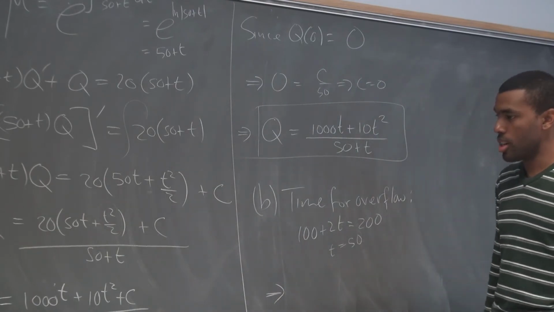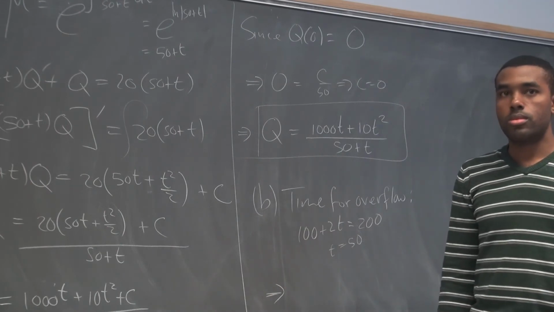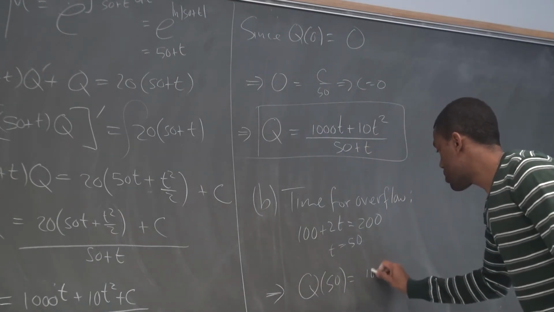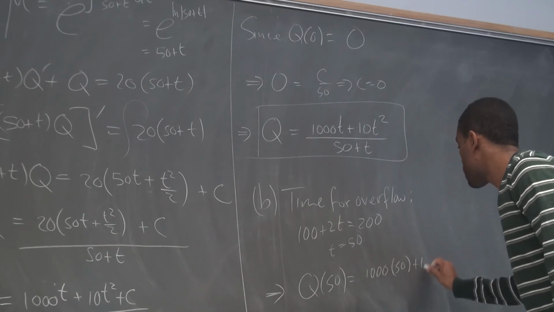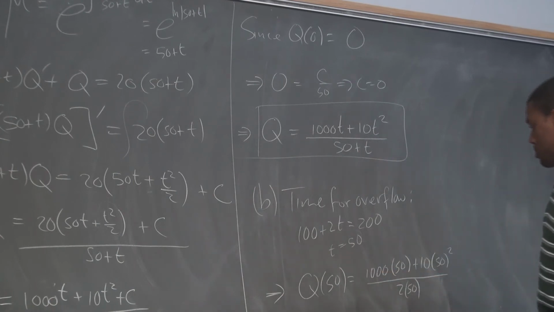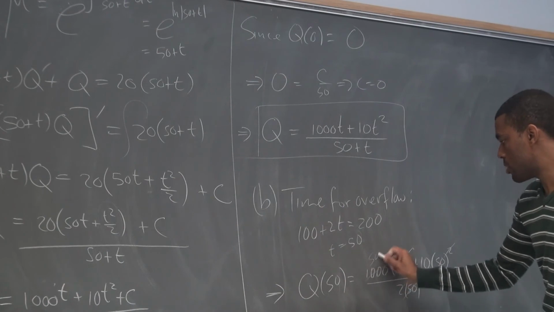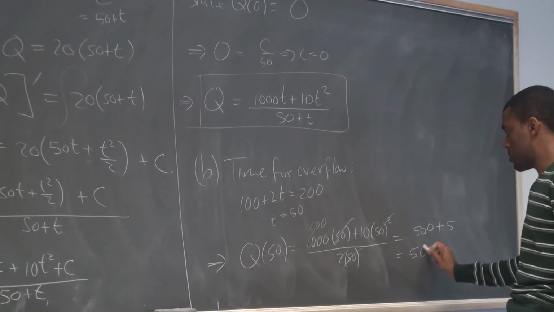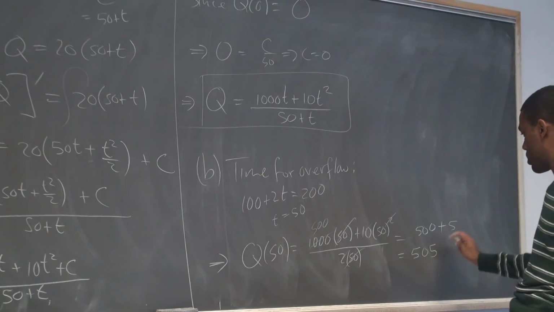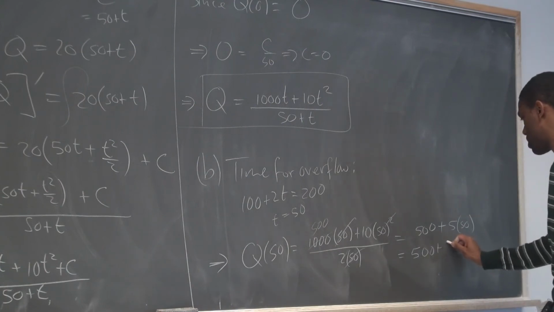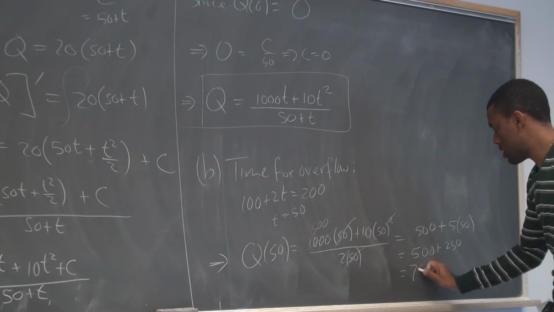So now, how do I get to the concentration? Plug in 50 into Q. This would be 1000 times 50 plus 10 times 50 squared over 2 times 50, which I can cancel. Then 2 into 1000 goes 500, and 2 into this goes 5. So it's 505 times 5 times 50: 500 plus 250. So this is 750.